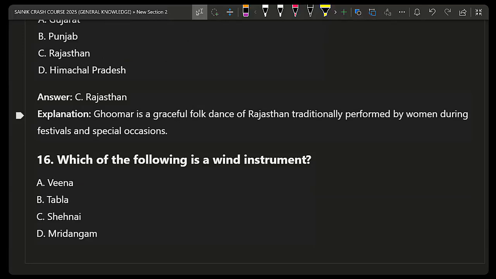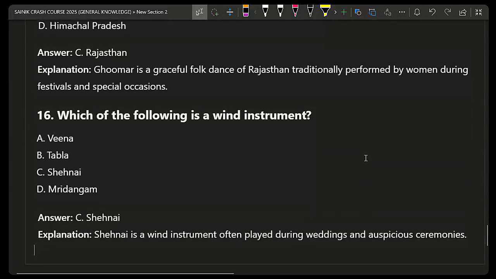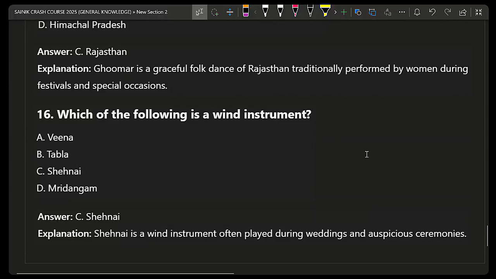Time up. One student said tabla, four students said mridangam, wrong answer. But seven students gave the correct answer. It is shehnai. Shehnai is a wind instrument often played during weddings and auspicious ceremonies.